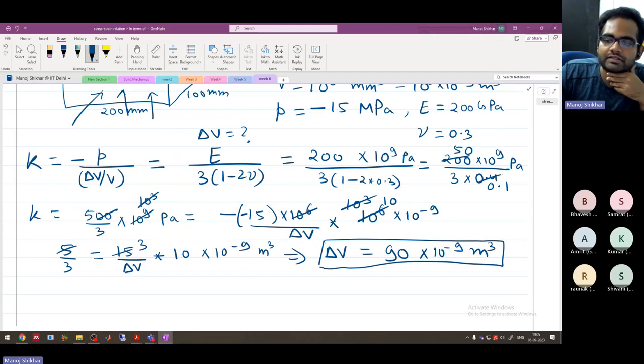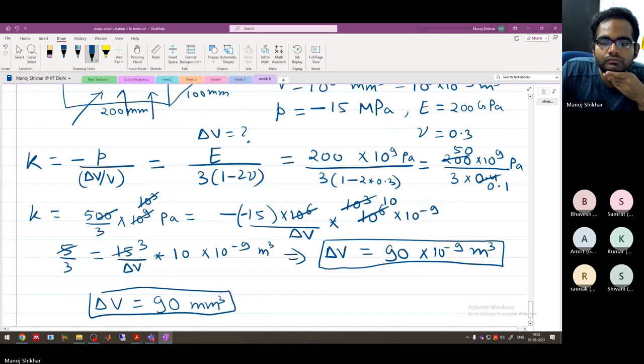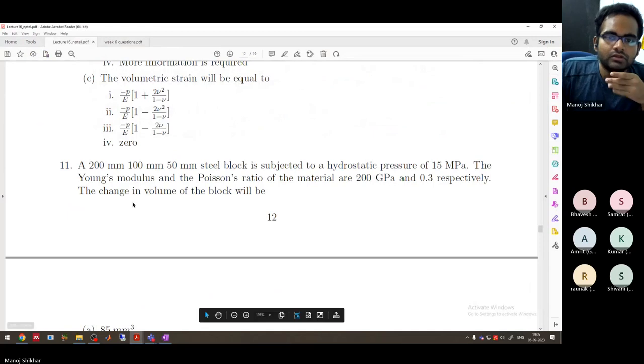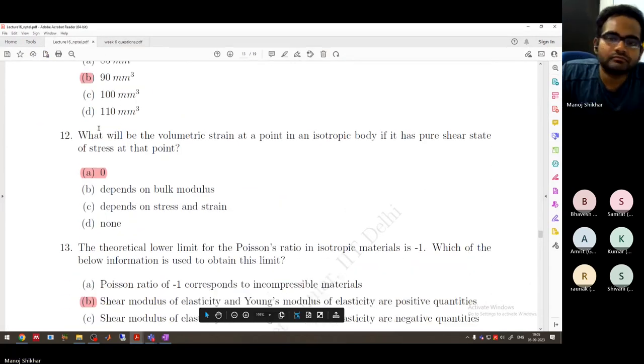So we have delta V as 90 into 10 power minus 9 meter cube. So this is 90 millimeter cube. Let's see if we have that option. So option B is the correct answer.